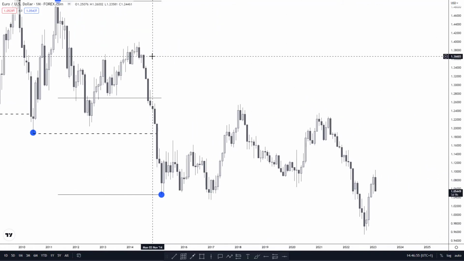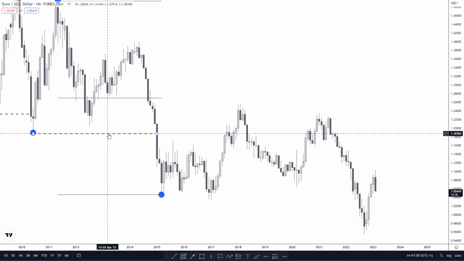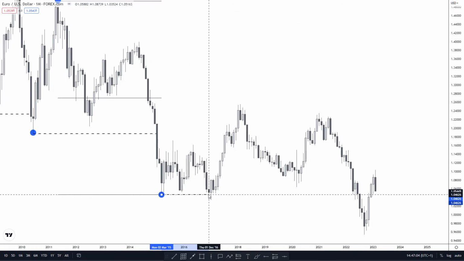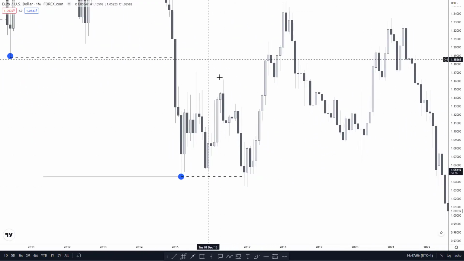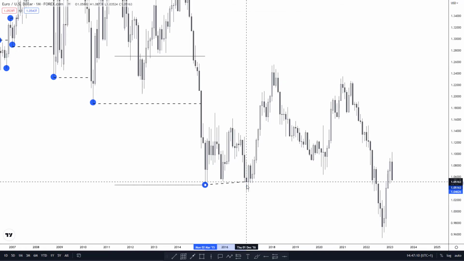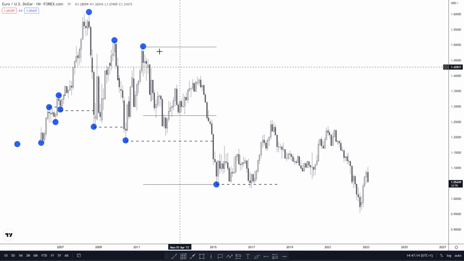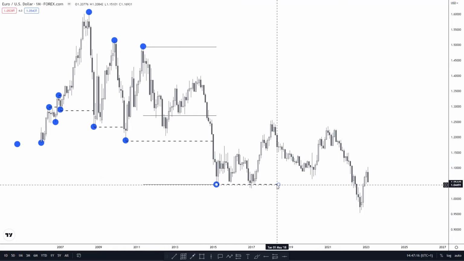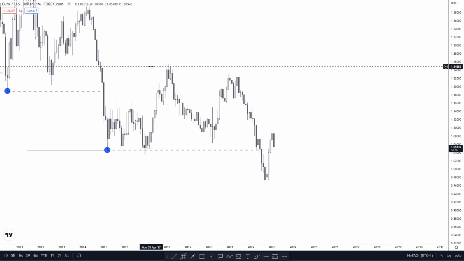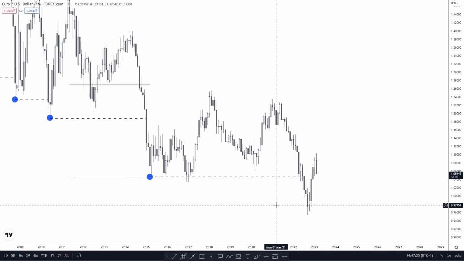Now, I use body breaks to determine breaks of structure. So you can see that we just had a wick break of this low here. Okay, so this doesn't count as a break for me, so I just put my line straight through that, but I can still see that before we got a break of the high, we still did get a break of the low. So, in terms of structure, we are still bearish in the trend.